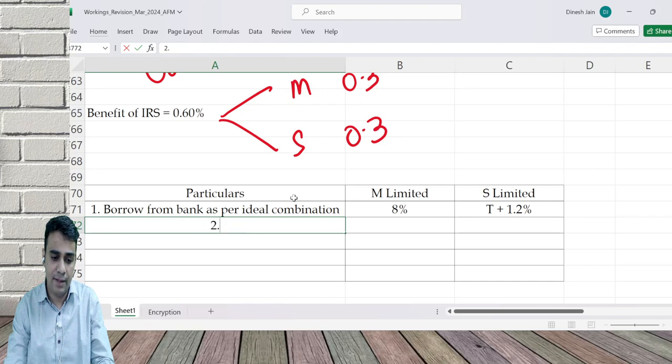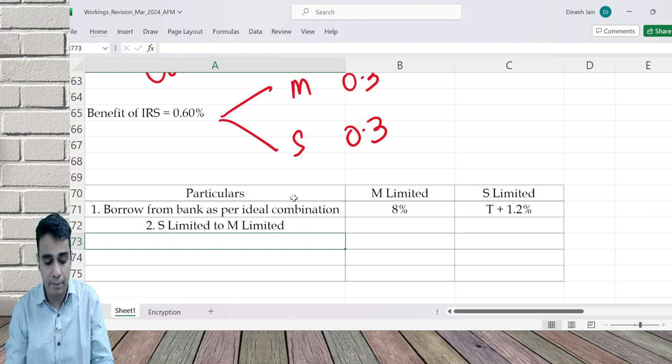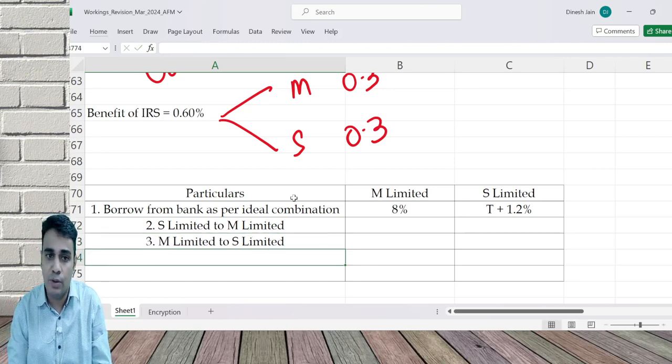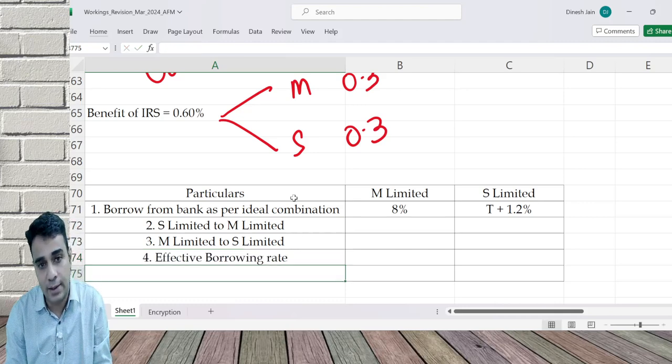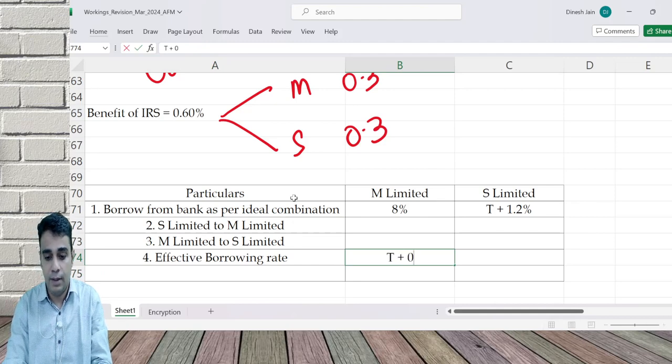Point number 2: S limited to M limited. S will give something to M. M will also give something to S. That is what swap is. Swap means I have to give something, and he has to give me something back. And point number 4 is the effective borrowing rate. Effective borrowing rate you have already calculated. Tell me the effective borrowing rate. T plus 0.3%.